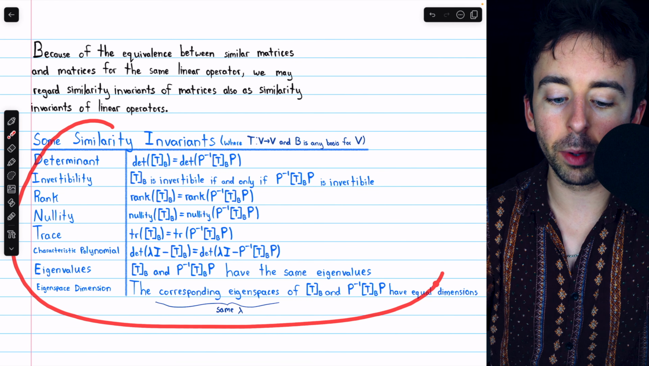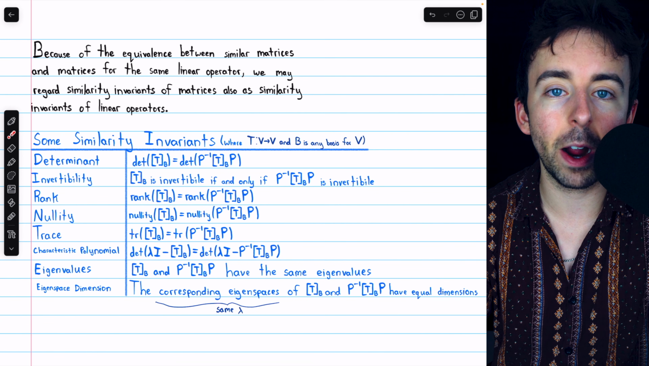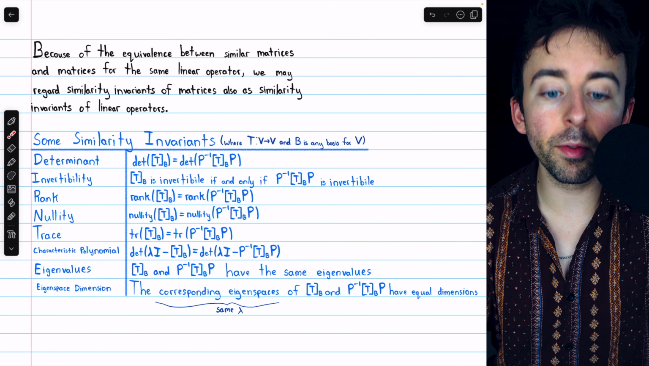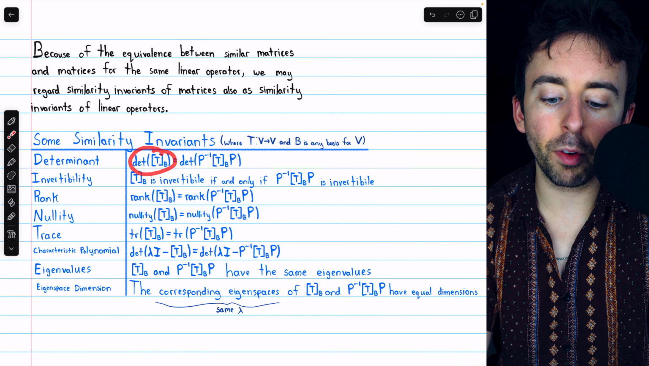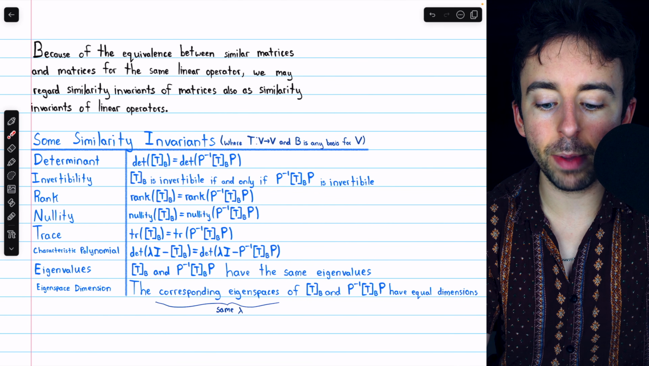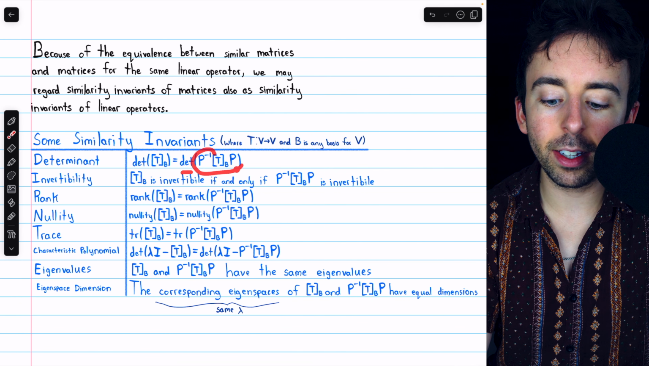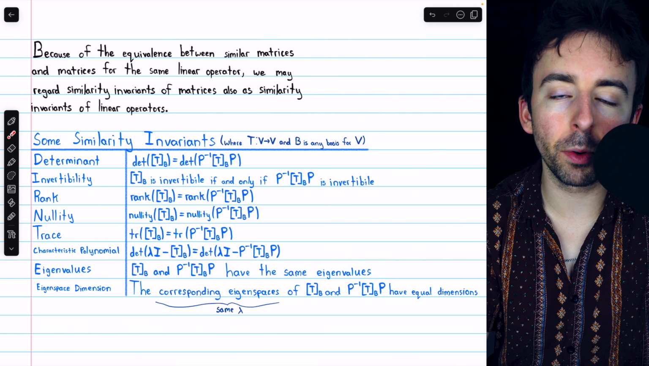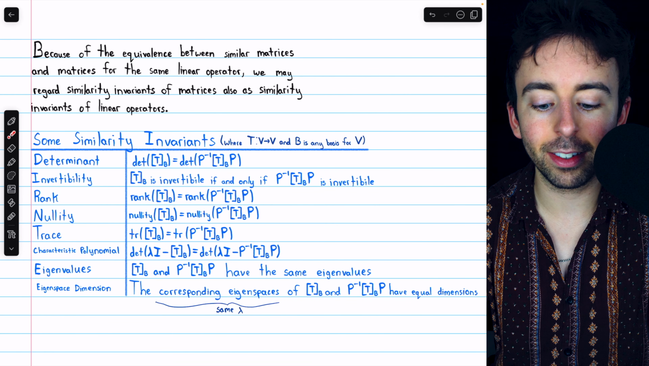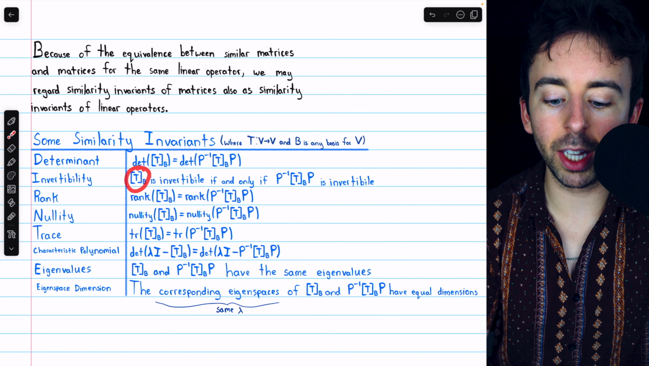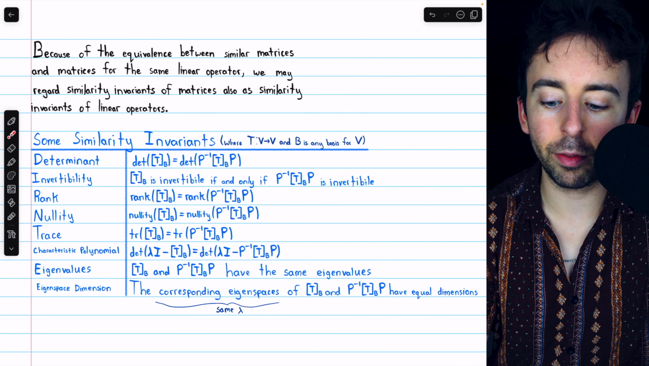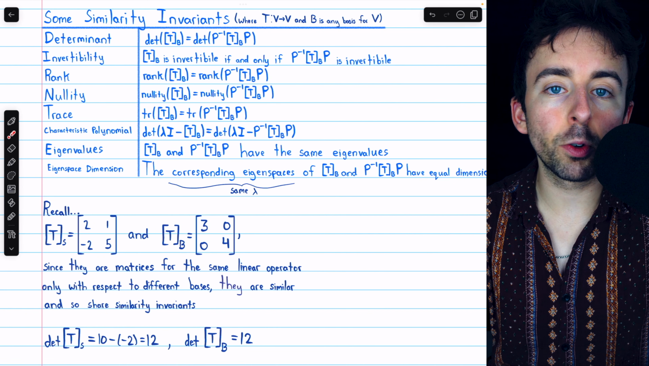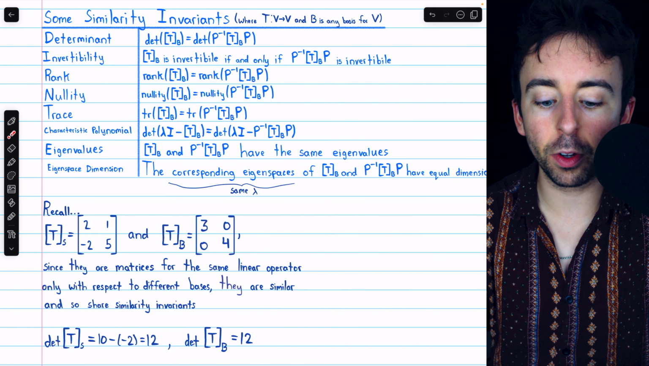And here's a brief table of some of the most important similarity invariants. If T is a linear operator on V, and B is any basis for V, then the determinant of the transformation matrix for T relative to the basis B is the same as the determinant of any matrix that's similar to that, which would be a matrix for the same operator, but with respect to a different basis. Similarly, the matrix for T relative to B is invertible if and only if any similar matrix is invertible, and so on. Of course, the matrices we began this video with make another good example here.